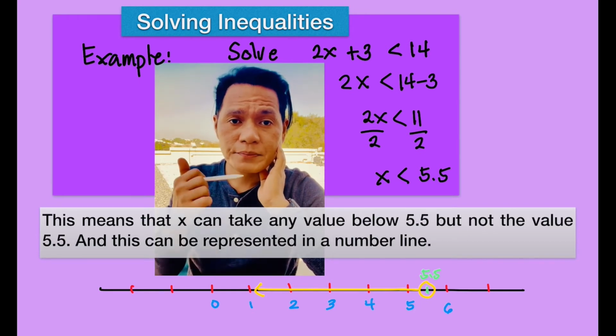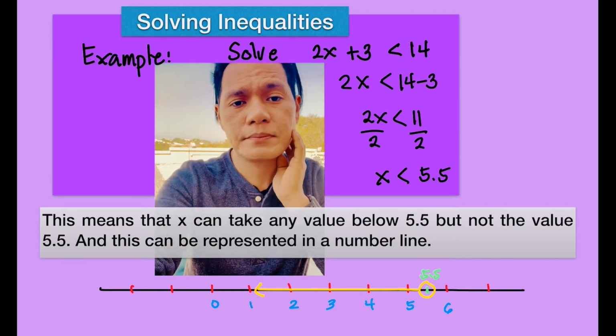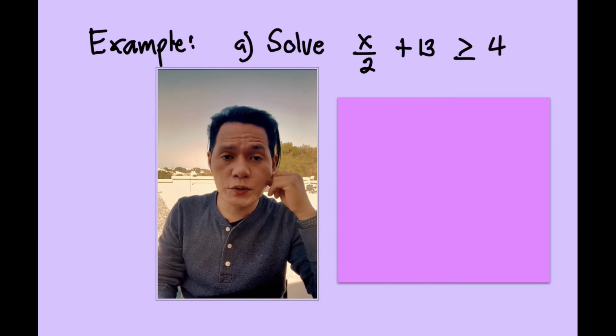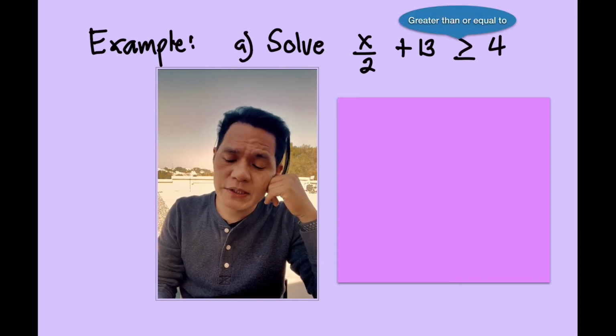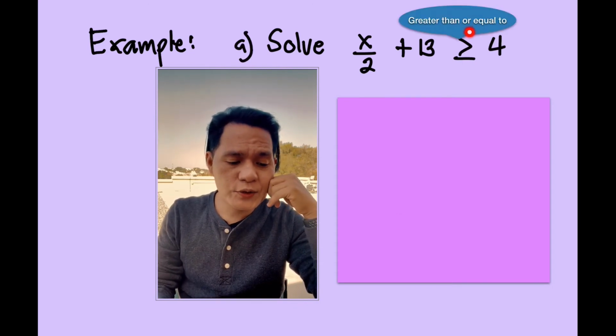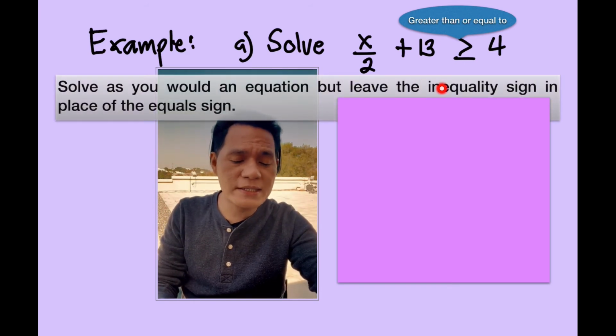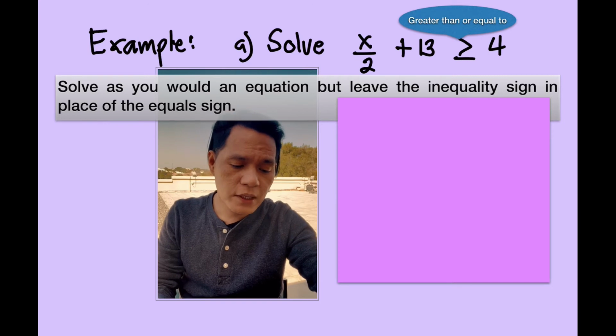Okay, that's it. Next one. I have here another example. Look at this. Solve x over 2 plus 13, which is greater than 4. So solve as you would an equation, but leave the inequality sign in place of the equal sign.